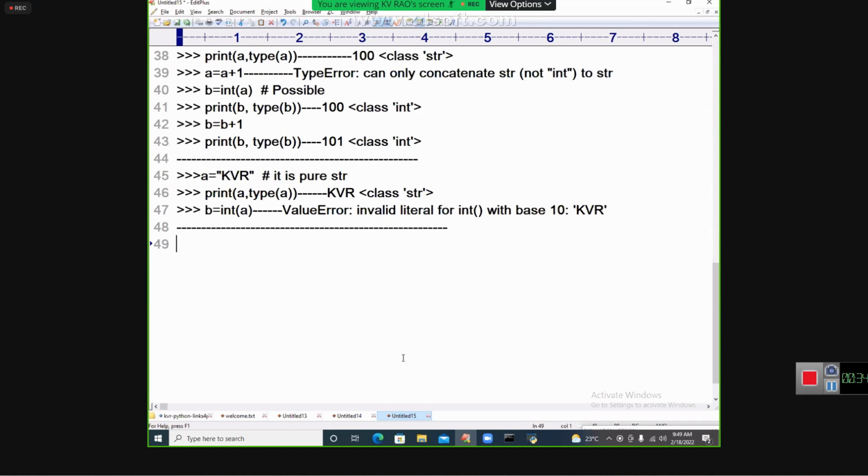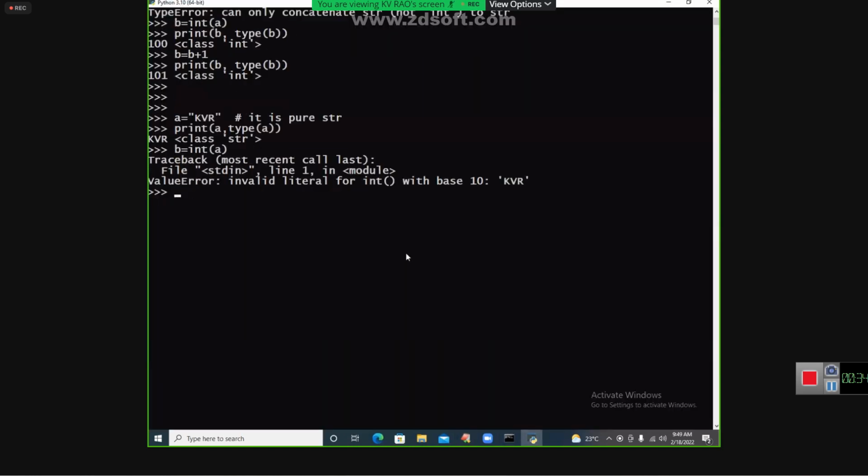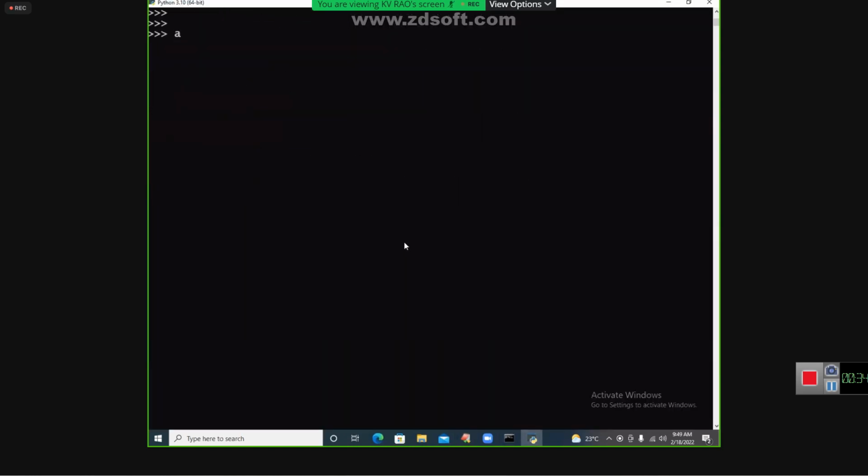Please enjoy that. Last and one more thing I want to cover. My dear students, a is equal to 12.34. What is it? It is a float str, a string holding a float. Print of a comma type of a. Let us look at it.